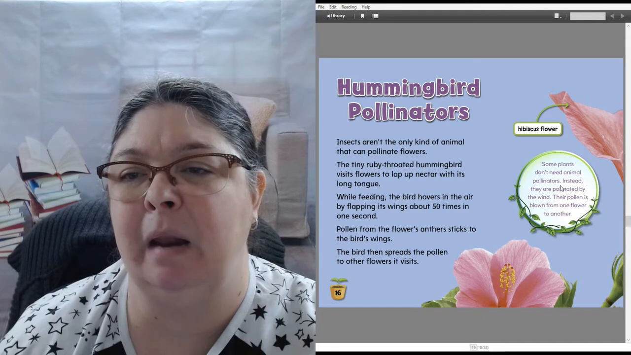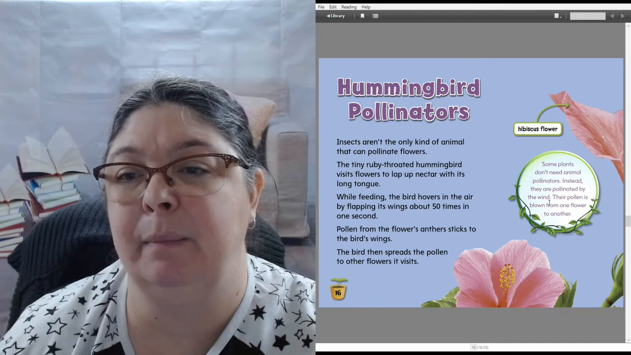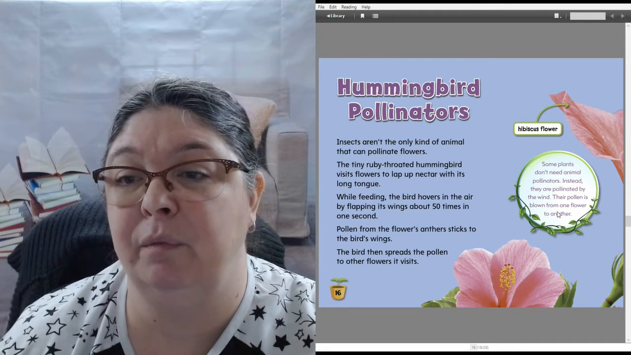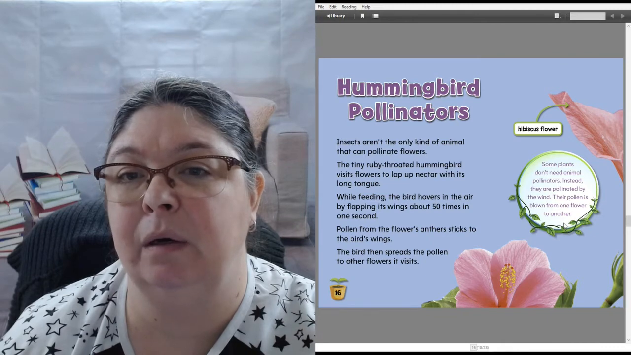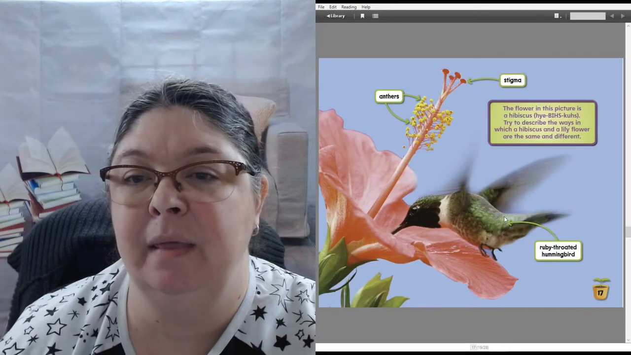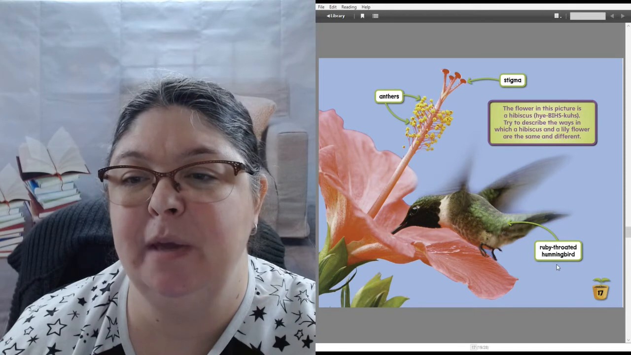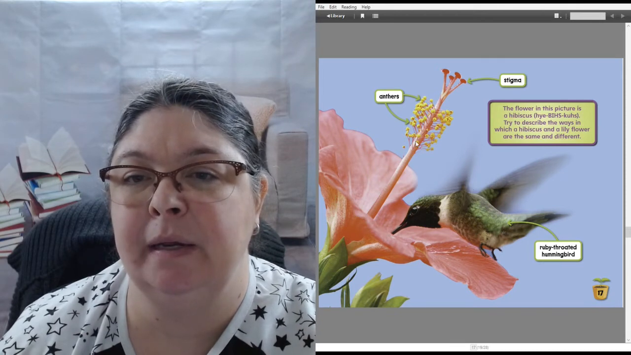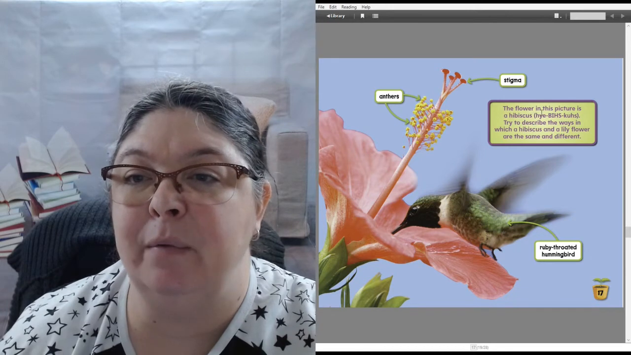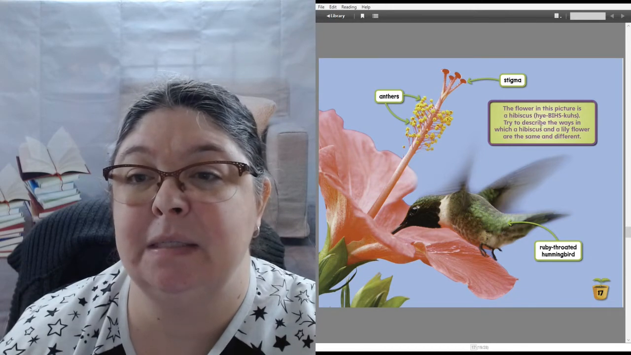Some plants don't need animal pollinators. Instead, they are pollinated by the wind. Their pollen is blown from one flower to another. And there's that little hummingbird, the ruby-throated hummingbird. And here's the anthers, and there's the stigma. A flower in this picture is called a hibiscus.